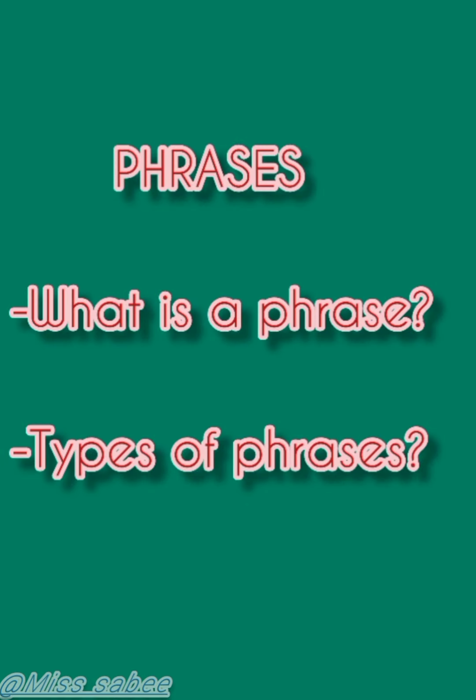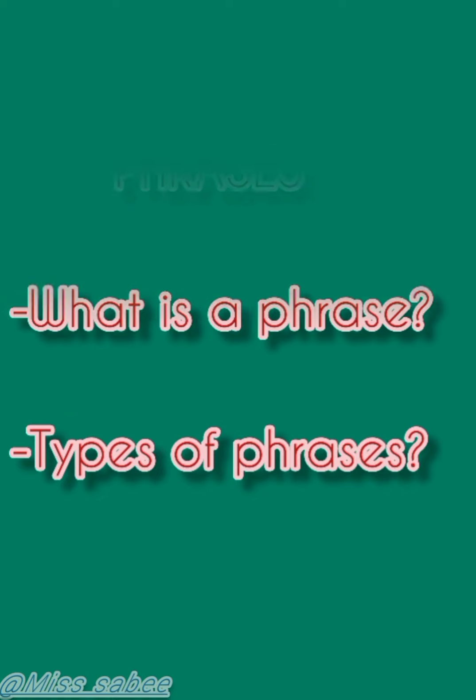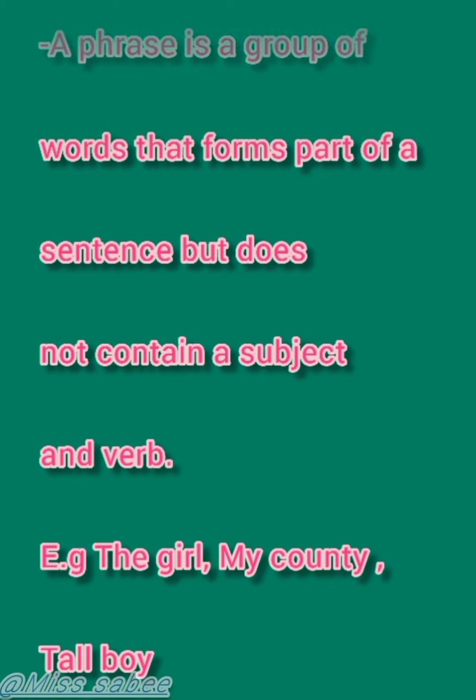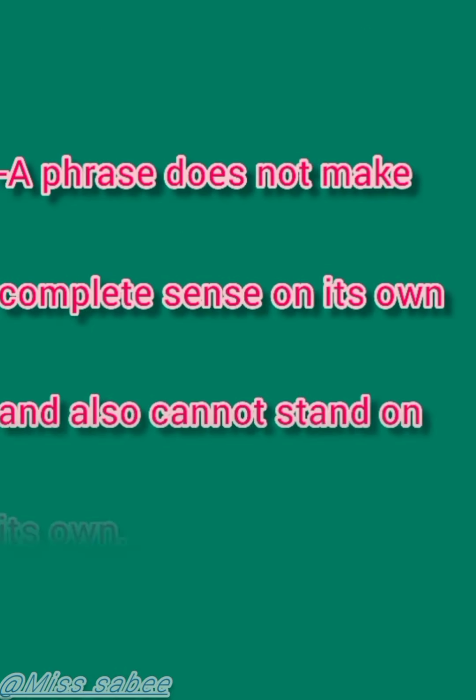Before the end of the video, we are expected to know what phrases are and the different types of phrases. Now, a phrase is a group of words that forms part of a sentence but does not contain a subject and a verb. We have examples here. Again, we say that a phrase does not make complete sense on its own and also cannot stand on its own.